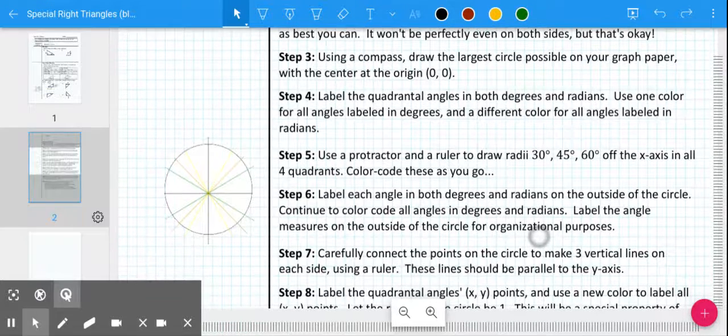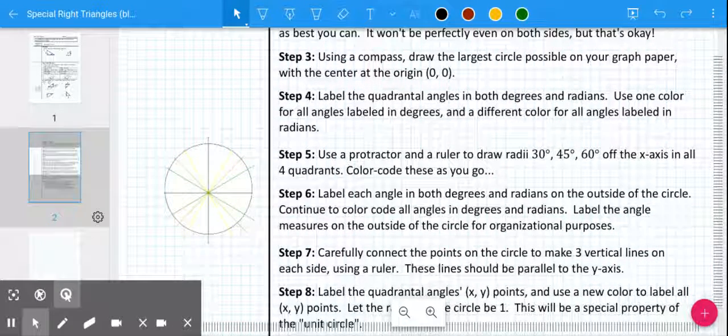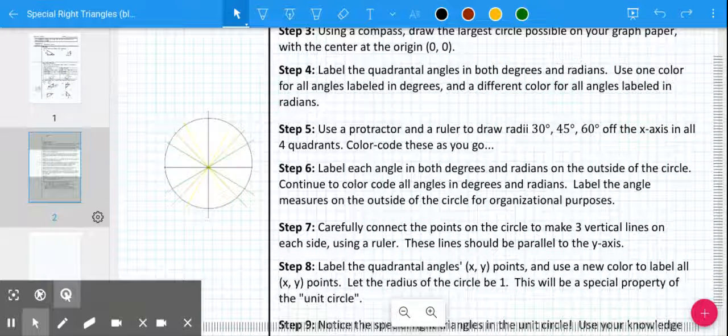In step 3, you're going to draw the largest circle possible. So if you don't have a compass, try to find something that you can trace to get a perfect circle. In step 4, you want to use your protractor to actually mark out where you have 30 degrees, 45, and 60 degrees on this. And you're going to mark those in every quadrant. So when I go over here, this will be 30 up from the x-axis, and this will be 45 up, but you're not going to label those as 30, 45. You're going to continue around counterclockwise from where we started.